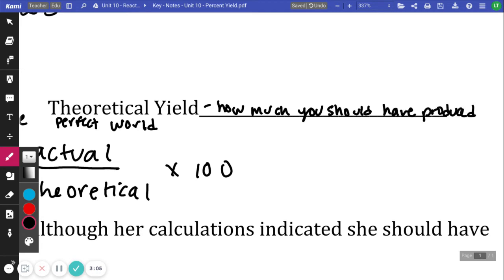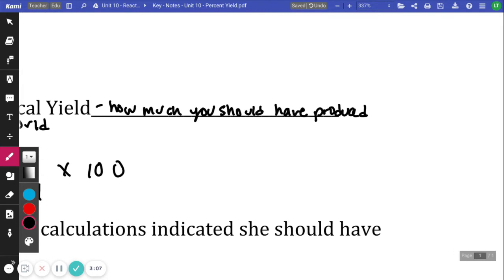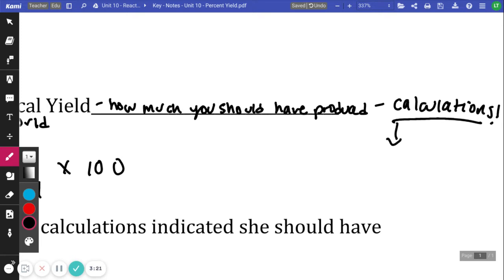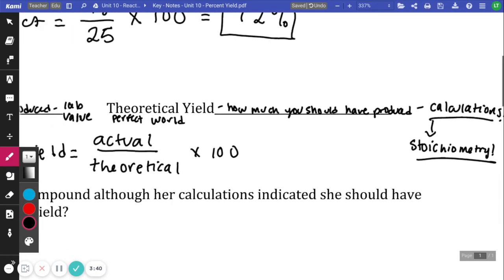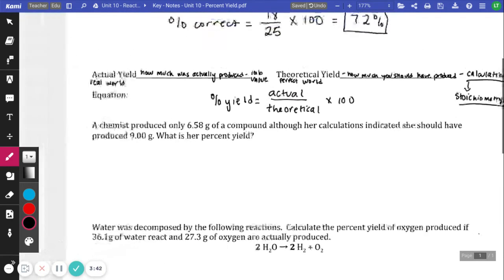While the actual typically comes from lab, our theoretical comes from calculations. We have to solve for our theoretical. Now, occasionally your actual and theoretical will be given to you, but most of the time we're going to have to solve for our theoretical yield through our bestest buddy, stoichiometry. Yay. So we're going to start with a really simple one where we don't have to do any stoichiometry. Then I'm going to do one with stoichiometry with you, and then have you guys do one with stoichiometry on your own.